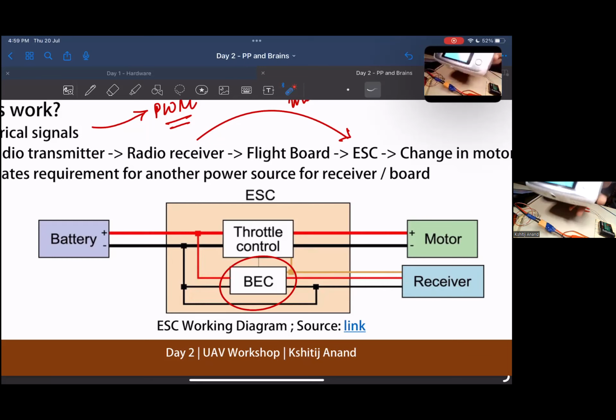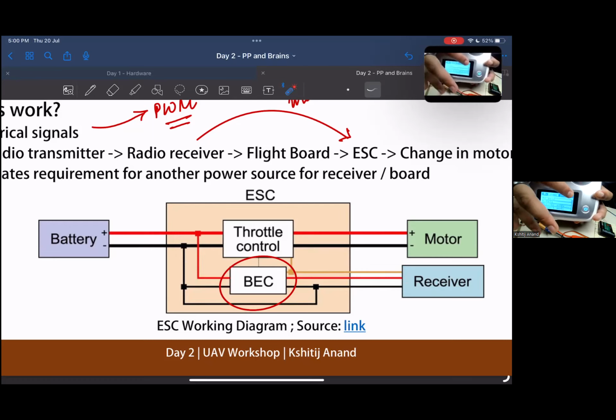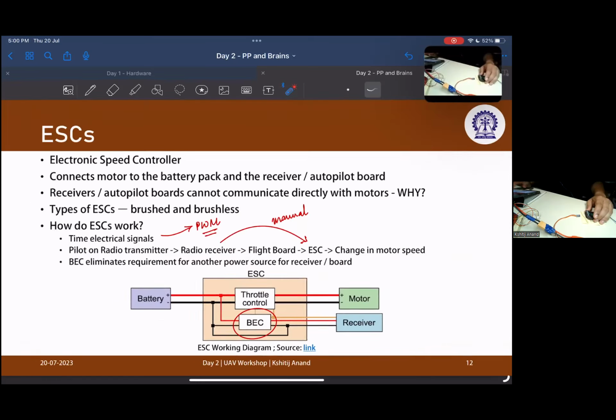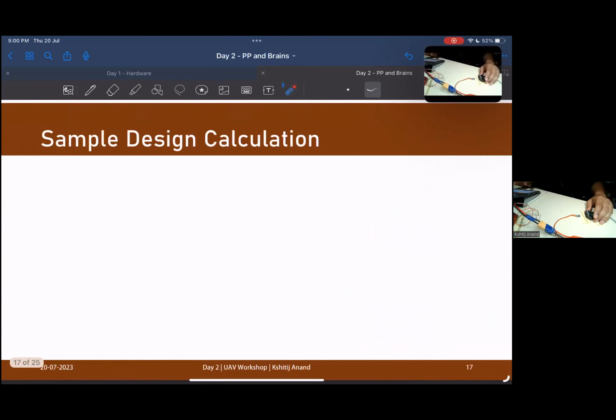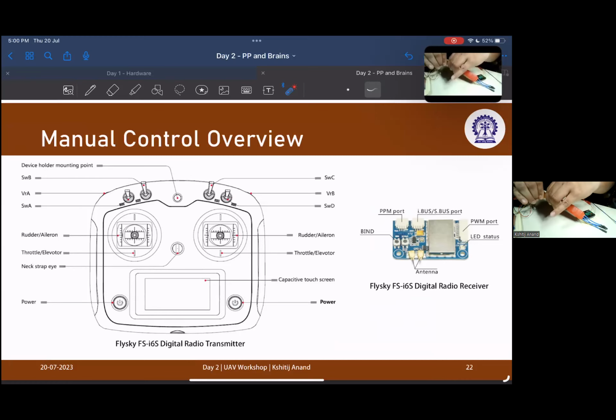Now you can simply explore the settings of the transmitter, and you can go inside. I'll make a separate video for how you work on your transmitter, how you can decide functions, how you can decide system functions. So you get all of these options to control your aircraft using an RC transmitter and an RC receiver. So this was how you manually control your aircraft using an RC transmitter and an RC receiver.